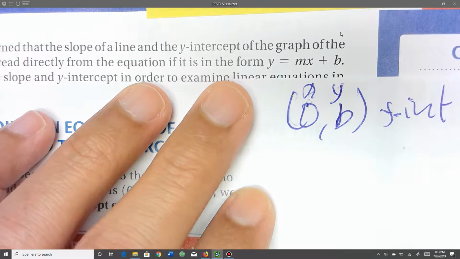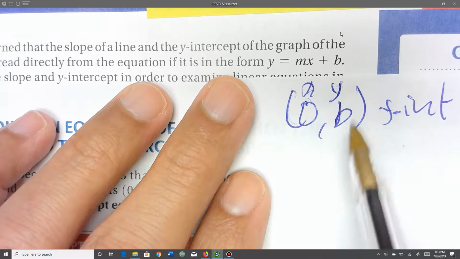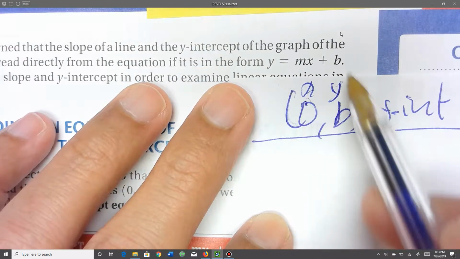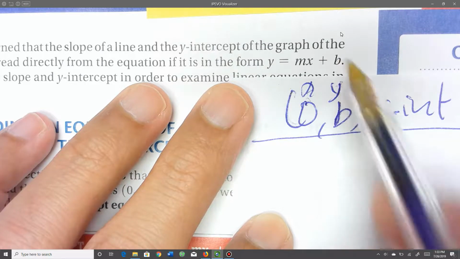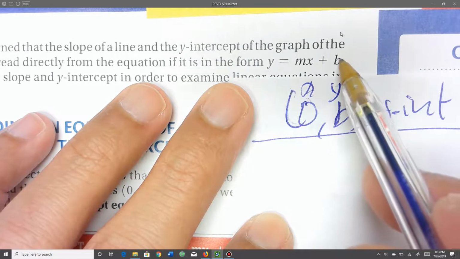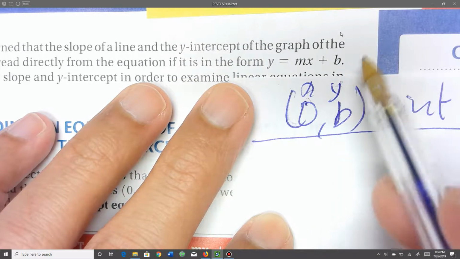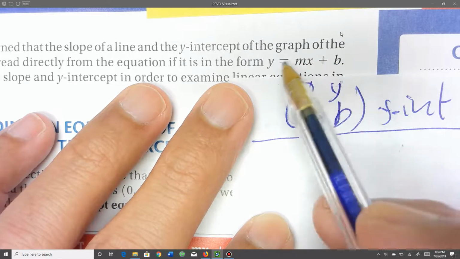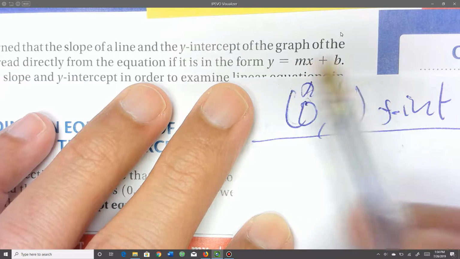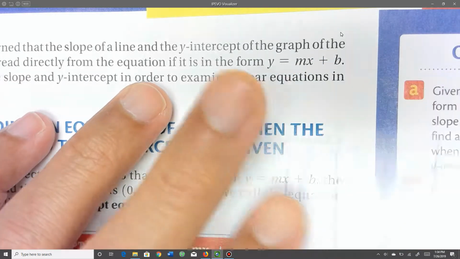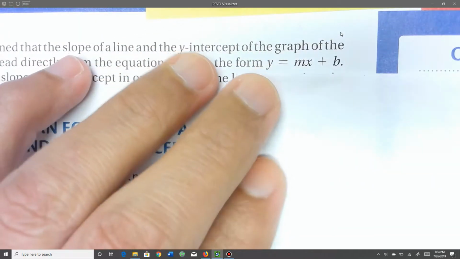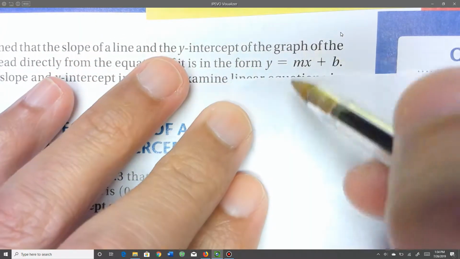Well, let me tell you what. Let's just forget about that. That was the explanation for this y value. I mean, for the y-intercept, okay? Because now we need to focus on this here, which is a slope intercept formula equation.